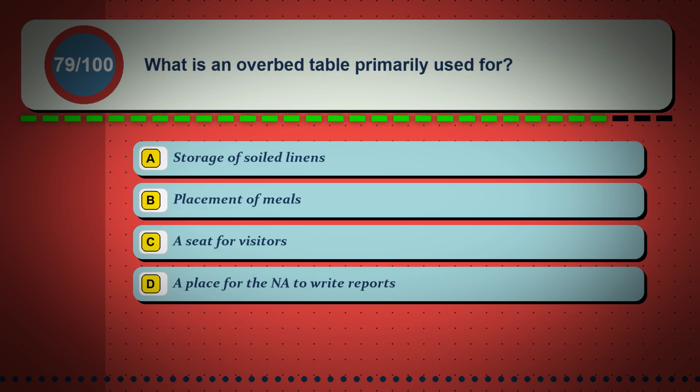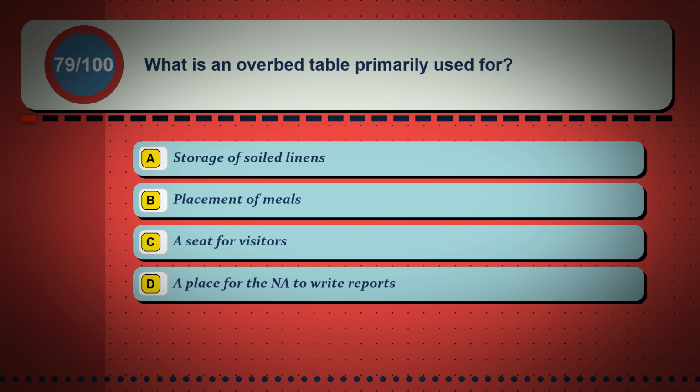Question 79. What is an overbed table primarily used for? Option A, storage of soiled linens. Option B, placement of meals. Option C, a seat for visitors. Option D, a place for the NA to write reports.